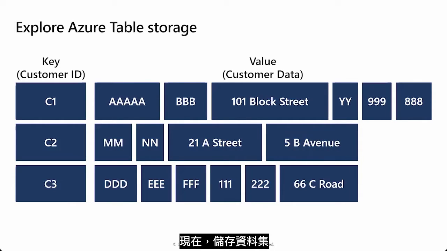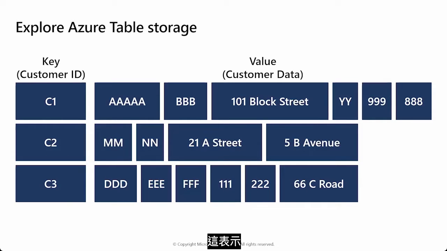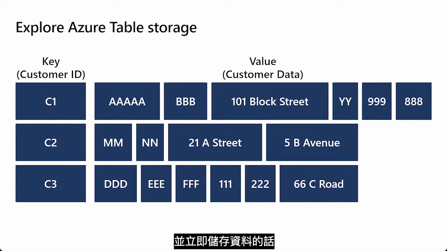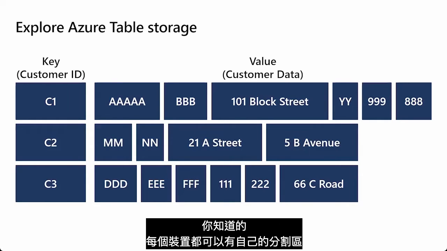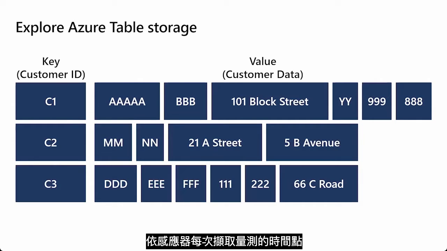Now, storing data sets without requiring those complex joins, foreign keys, or stored procedures in this denormalized way enables us to have much faster access to our data using Azure Table Storage, which means Azure Table Storage is perfect for things like IoT systems, where we need to capture data very, very quickly and store it immediately. And so if we're talking about IoT device sensor data, each device could have its own partition, and the data could then be ordered by the date and time at which those sensor points were collected.